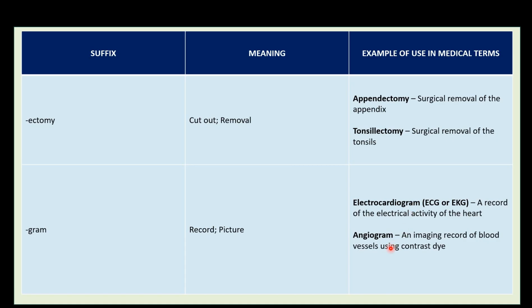Likewise we have angiogram, an imaging record of blood vessels using contrast dye. The process is a bit different, but again we are recording or picturing the scenario while diagnosing the patient. Clear? Here we talked about record and picture, and for that we are using the gram suffix. Likewise we have alternatives also, as I mentioned. In medical coding or in science, you will find many alternatives and exceptions.